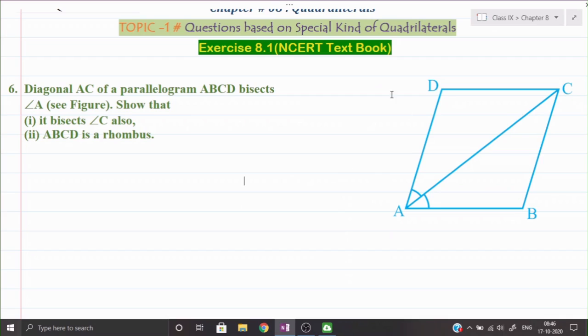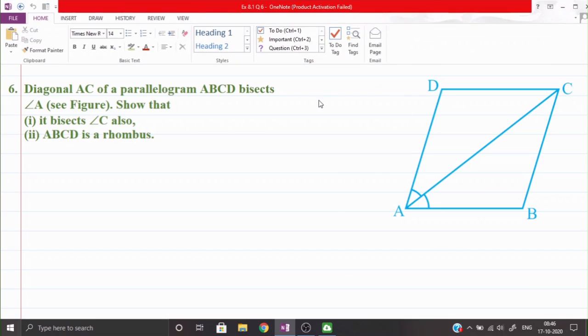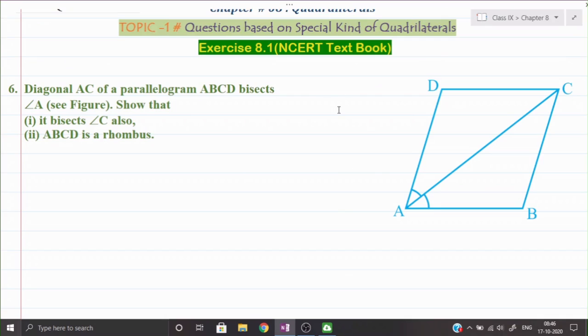Now see, in question number 6 what is given to us. In the 6th question it is given that diagonal AC of a parallelogram ABCD bisects angle A. First of all, the meaning should be clear. Bisect angle A means what? Bisecting an angle means it divides the angle into two equal parts. So for example, suppose this is angle A and this is one part, angle 1, and this is another part, angle 2, meaning angle 1 and angle 2 are the two parts of angle A. So these two parts are equal.